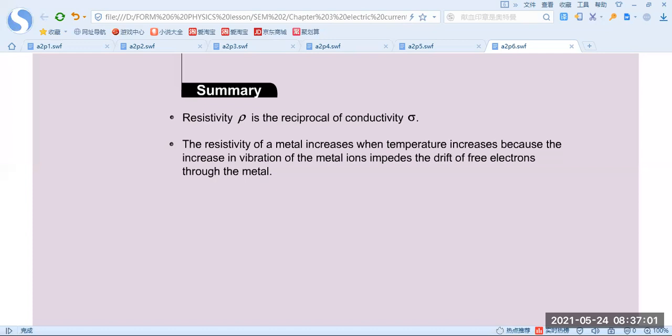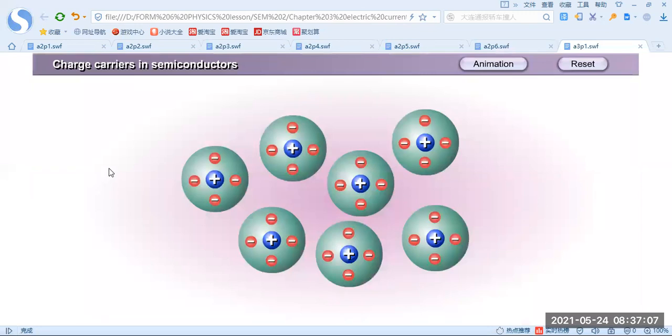Let's go to the next slide. We notice that we are going through the semiconductor now. In this world, we have conductor, we have semiconductor, and we have insulator. Conductor, what is the definition of conductor? Conductor has low resistivity or low resistance. Insulator has very high resistance and high resistivity.